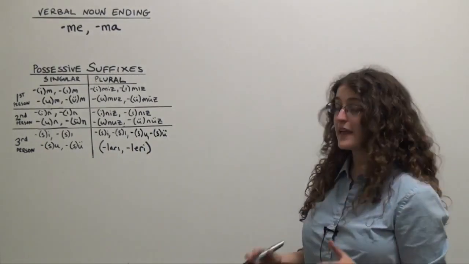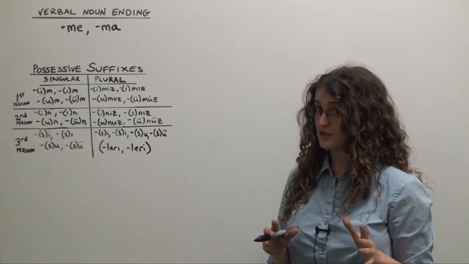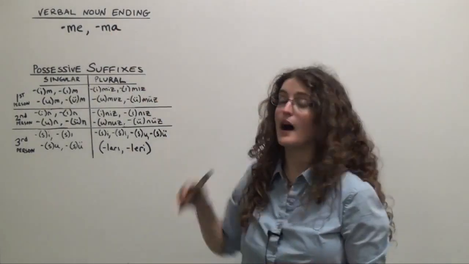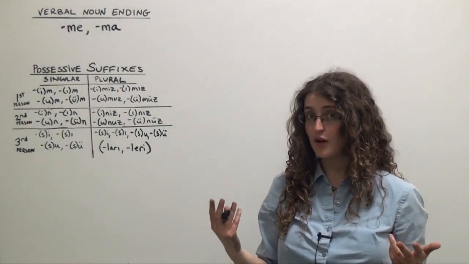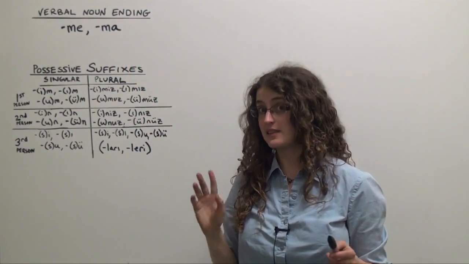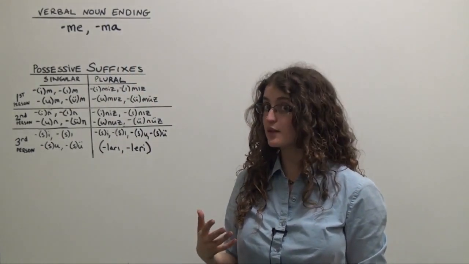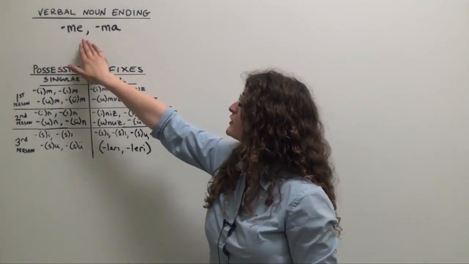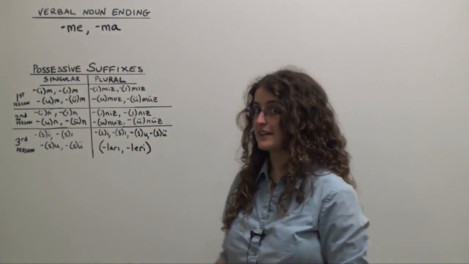All right. One way to make a verbal noun in Turkish is to take the verb stem and add either me or ma according to the rules of two-way vowel harmony. Now, me and ma may look familiar because this is a form that Turkish negative suffixes can also take. This is not the negative suffix. This is a verbal noun ending in this case.